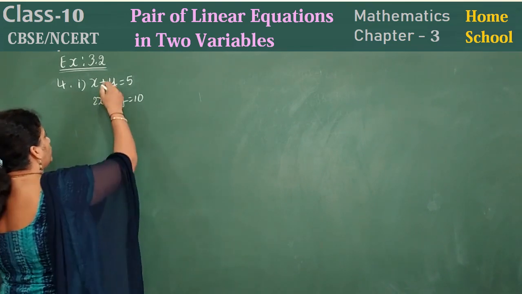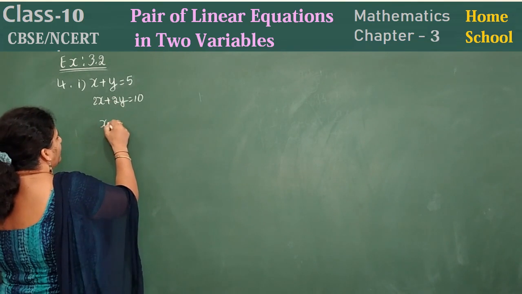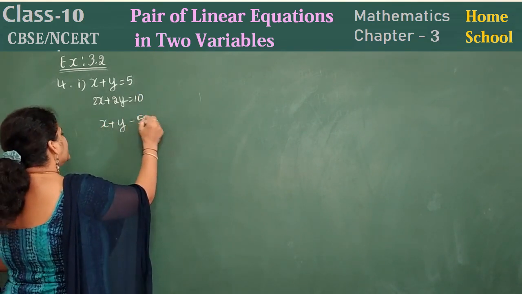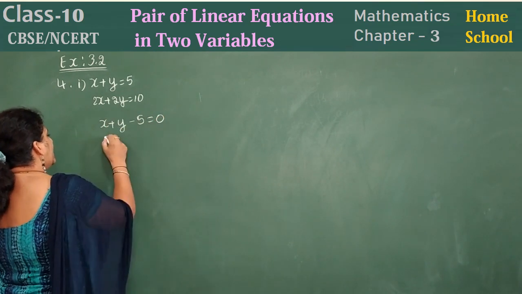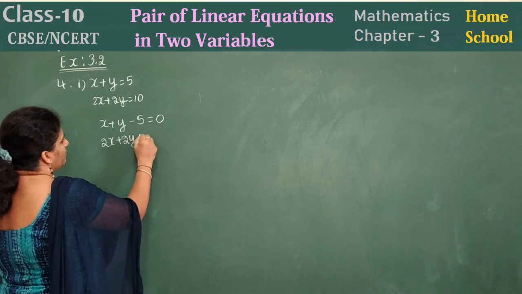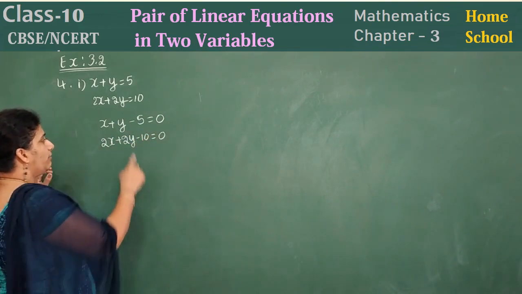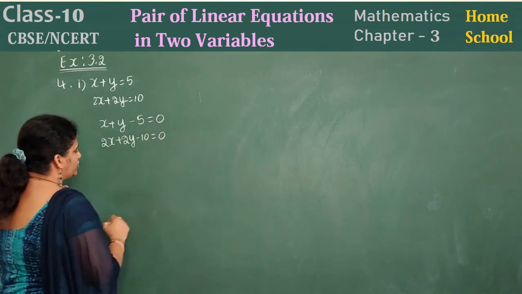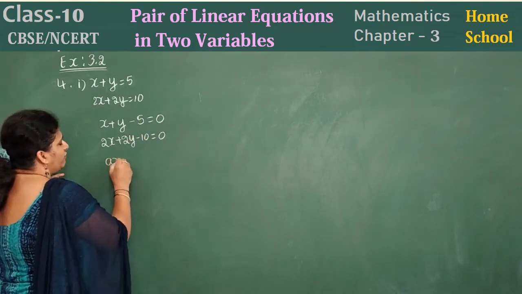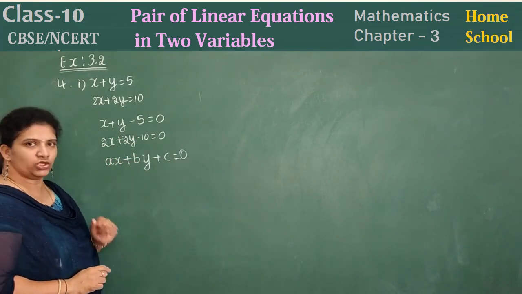So how do we do it, children? Bring this equation normally. x plus y, bring this 5 this side, minus 5 equal to 0. And this one also, 2x plus 2y minus 10 equal to 0. Okay. Now compare these two equations with the standard form, that is ax plus by plus c equal to 0.